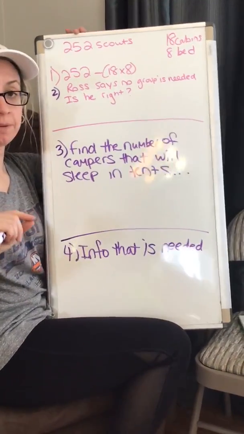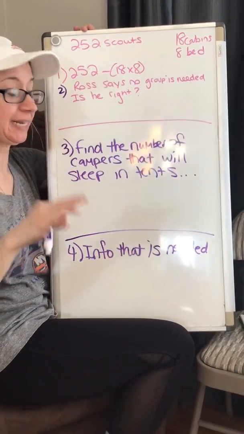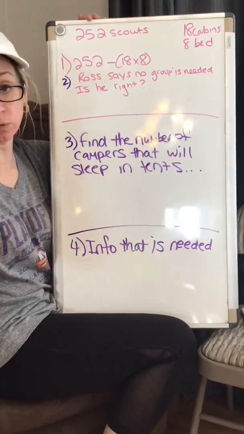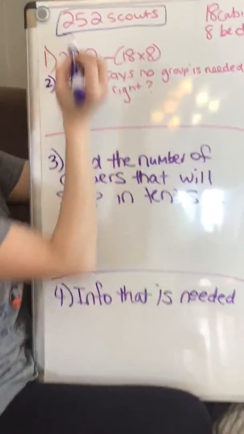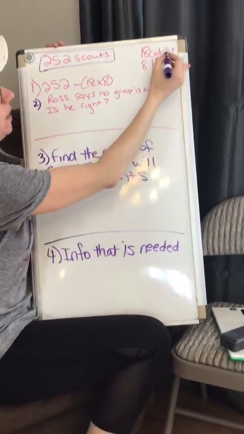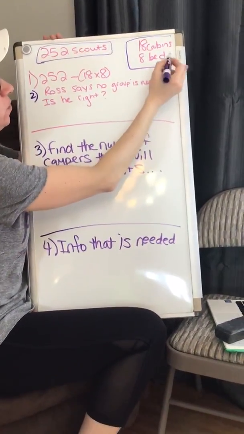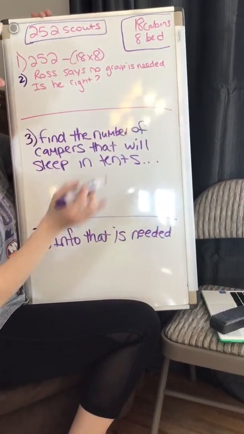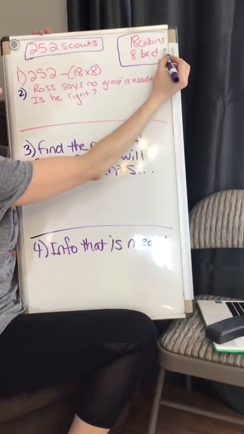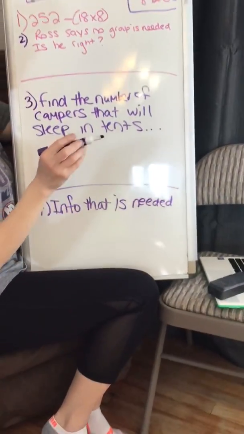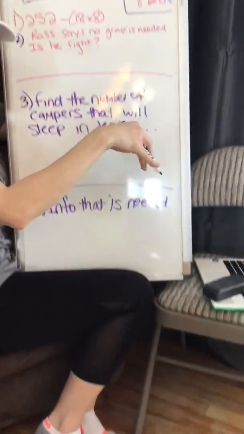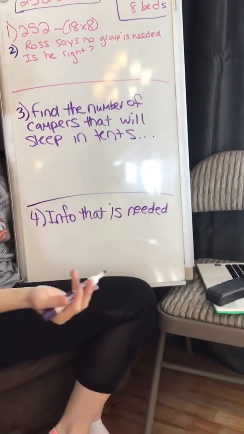So this was a word problem about Ross, and Ross was planning a camping trip for the scouts. And he had a total of 252 scouts going on this camping trip. And when they go on this camping trip, we know that there are going to be 18 cabins, and each cabin has 8 beds inside a cabin. And after they fill all the cabins, everyone else has to sleep in a tent.